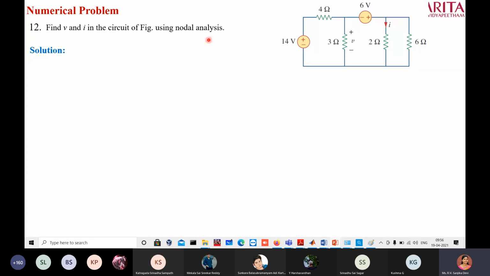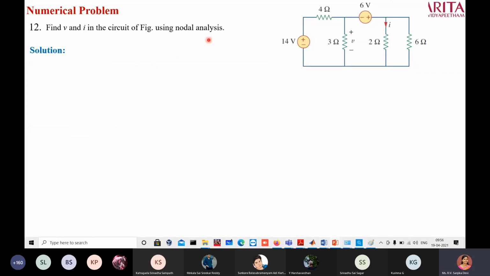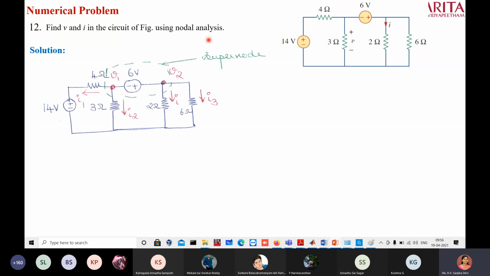Okay, so for this particular numerical, the question is that we have to use the nodal analysis. So only by using nodal analysis, we will see how to solve this circuit. So first step is we have to fix the nodal voltages.